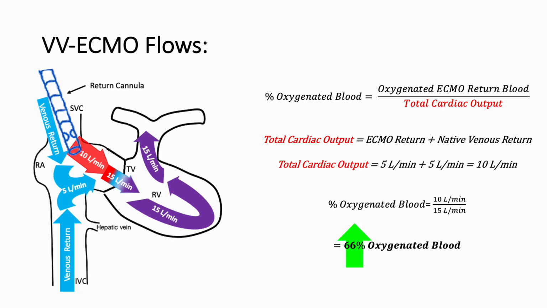By increasing the blood pump speed, we are hoping to increase the proportion of oxygenated blood we are adding to the mixture. In this example that you see here, if we were able to increase the oxygenated ECMO drainage blood flow to 10 liters a minute, keeping the native venous return at 5 liters a minute, we would have an increase in the proportion of oxygenated blood in the mixture, which would increase to 66% from 50% in the previous example.